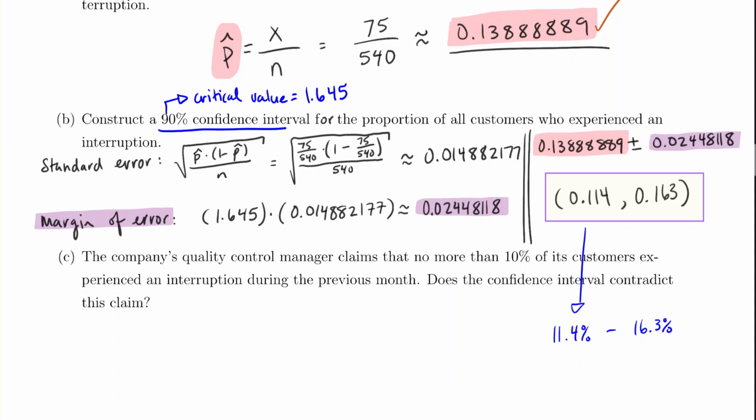So for part C, it says the company's quality control manager claims that no more than 10%, so 10% or fewer, of its customers experience an interruption. Does the confidence interval contradict this claim? So is our confidence interval saying something different than the quality control manager? And here we would say yes, it does contradict it, because we expect between 11.4 and 16.3 experience outages, and the quality control manager is saying 10 or less should experience outages.